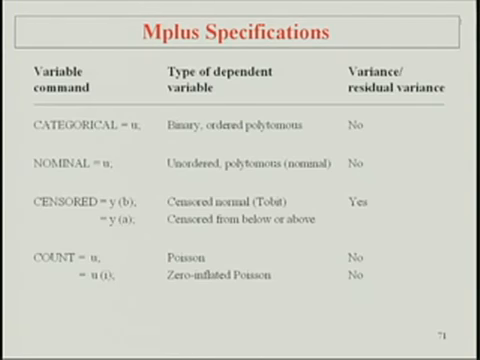And count outcomes, where just saying count equals U gives us Poisson. U with parentheses i gives us zero-inflated Poisson. And Linda will now tell you how negative binomial is specified, because I can't remember. I can't either.